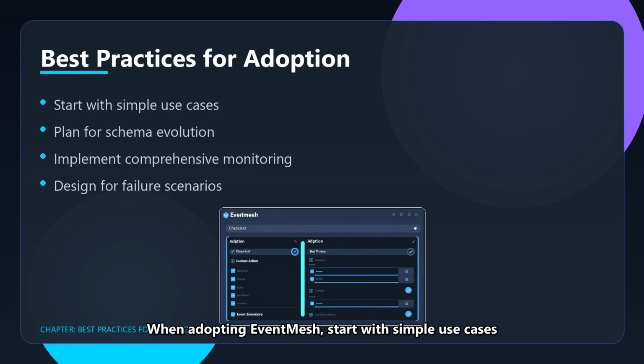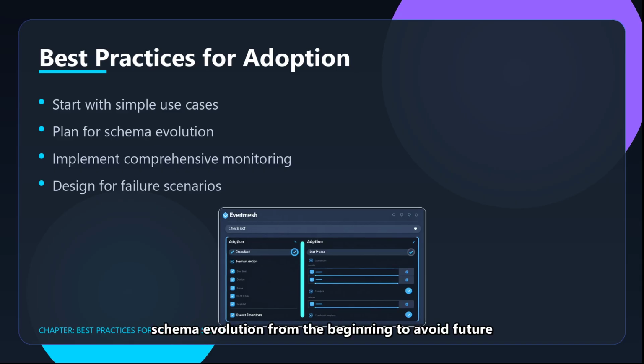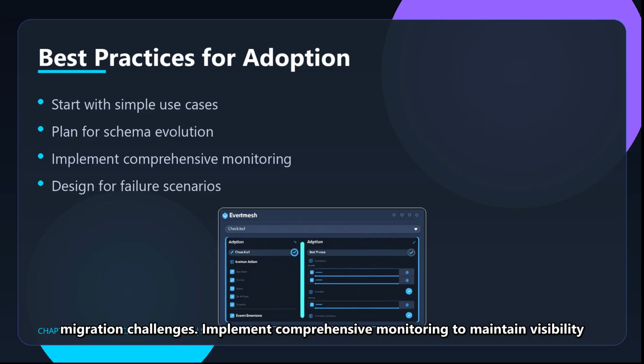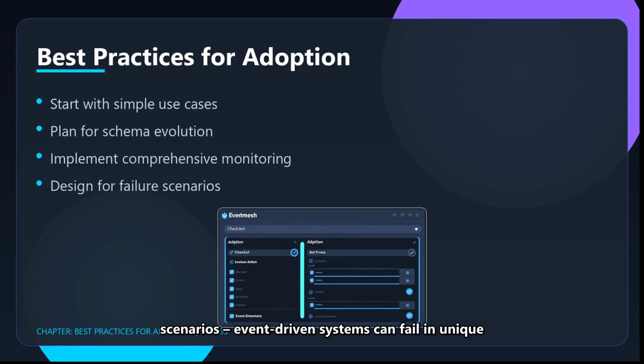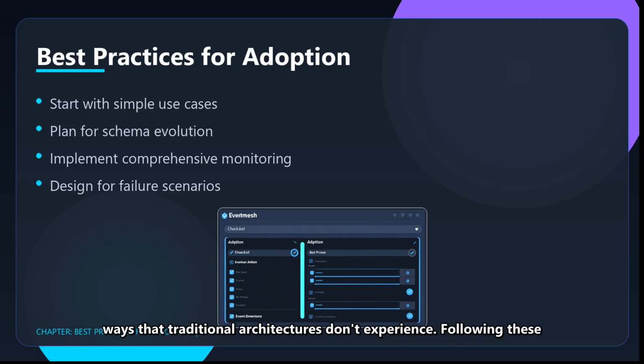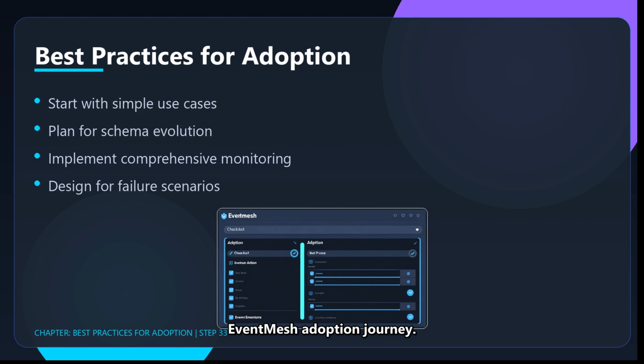When adopting EventMesh, start with simple use cases to build familiarity with the platform. Plan for schema evolution from the beginning to avoid future migration challenges. Implement comprehensive monitoring to maintain visibility into event flows. And always design for failure scenarios. Event-driven systems can fail in unique ways that traditional architectures don't experience. Following these best practices will ensure a smooth and successful EventMesh adoption journey.